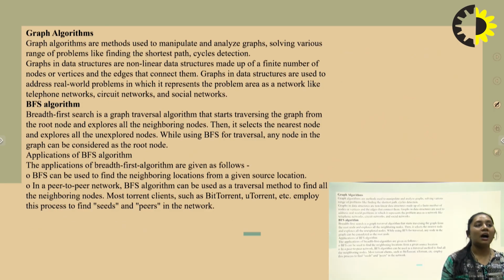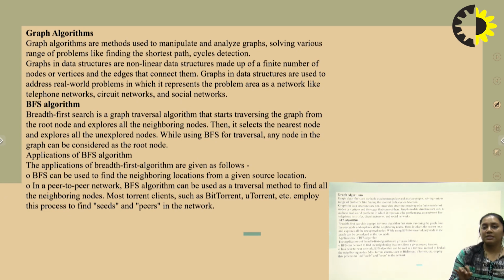Next, we have graph algorithms. In graph algorithms, we have two algorithms which are most important for exam purposes, which are BFS and DFS. Graph algorithms are used to manipulate and analyze graphs, and can be used in solving a range of problems, like finding the shortest path and cycle detection. For the spanning tree, we have the Prim and Kruskal algorithms, and for the shortest path we have the Floyd-Warshall algorithm and the Dijkstra algorithm.